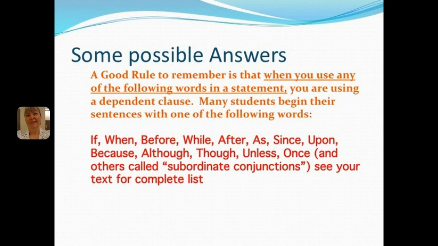Many students and many writers begin their sentences with one of the following words: if, when, before, while, after, as, since, upon, because, although, though, unless, once, and others that are called subordinate conjunctions. You can see your text for a complete list, and that's a good idea because if you make a list of the words and you know that if you start a sentence with any of those words, you're going to have to follow that clause with a comma and then with an independent clause.